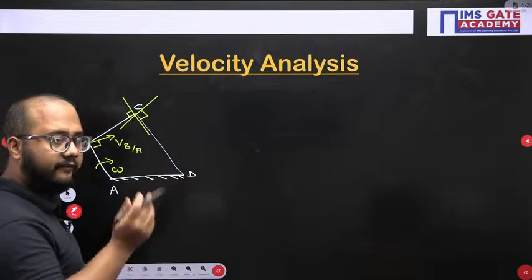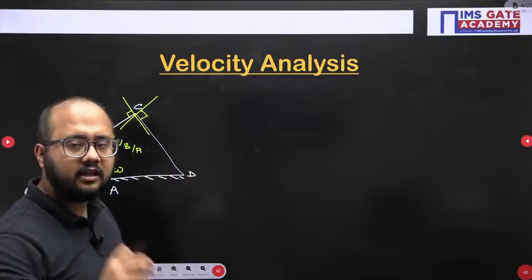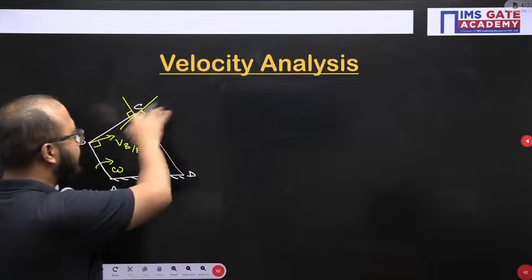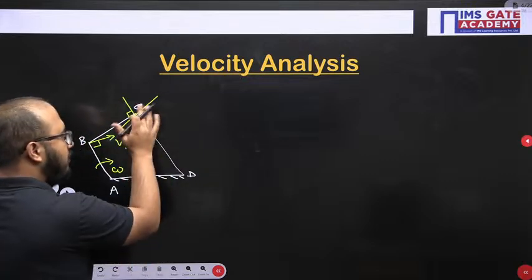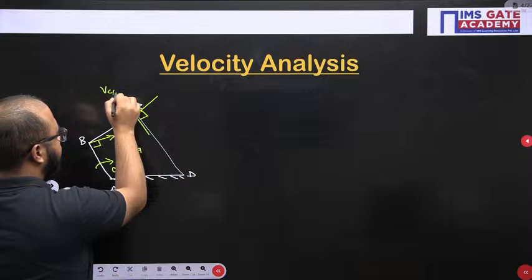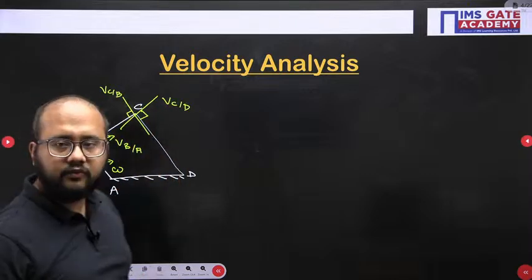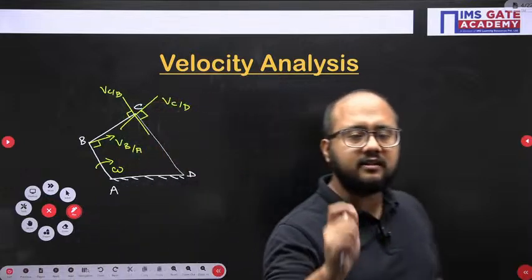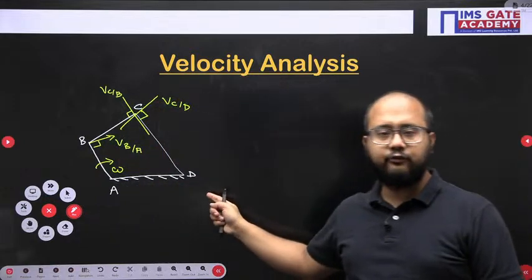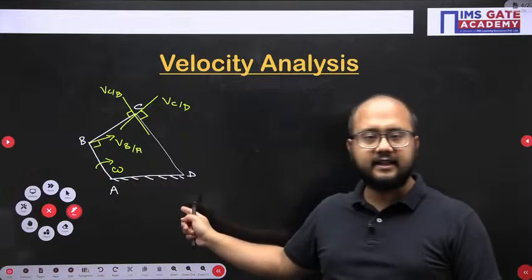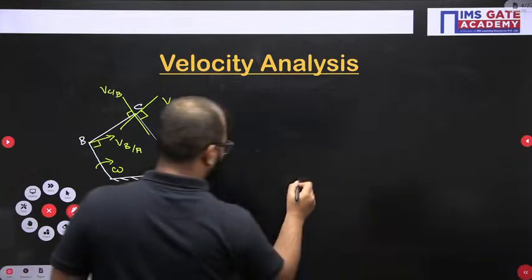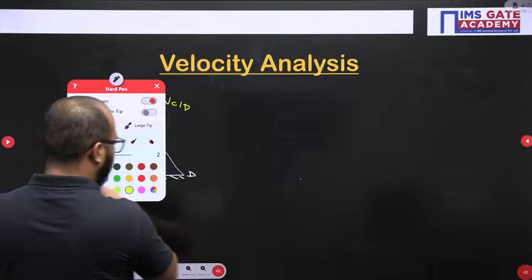I have drawn it on both sides because we don't know the direction or sense of rotation. Once you have drawn all the velocity vectors, this is C with respect to B, and this is C with respect to D. The second step is to mark the fixed points. Fixed points means A and D. These are the fixed points, and I will mark them first of all.